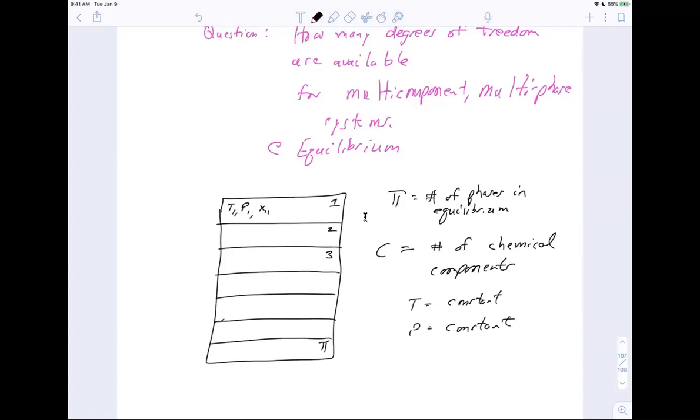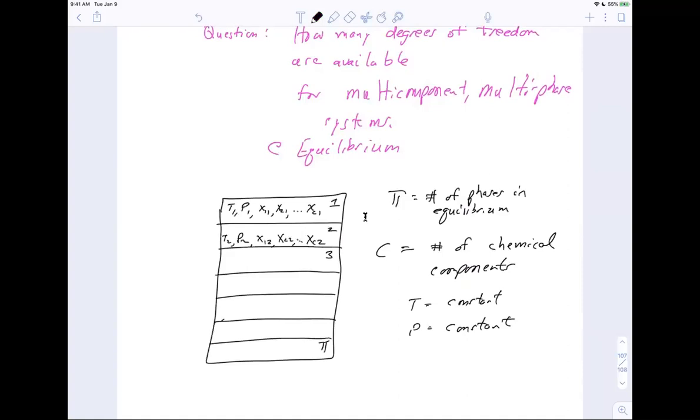X11, which is the mole fraction of species 1 in phase 1. We're going to have X21, which is the mole fraction of species 2 in phase 1, all the way up to XC1, which is the mole fraction of chemical component C in phase 1. Okay, and we'll have a similar thing for phase 2. We'll have T2, P2, and then X12, X22, all the way up to XC2 in phase 2. And you can go down all the way to the pi-th phase. So is that clear?